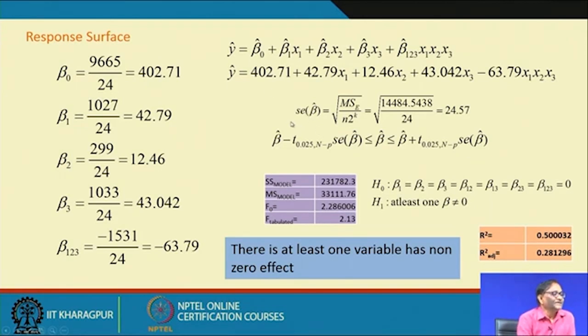Now, here a few more things: the standard error of beta is calculated, and how you find out the error estimates, these are also given. And our ultimate aim here in the regression model is to see what the model fit is. It is 0.50, it is not a good fit model.